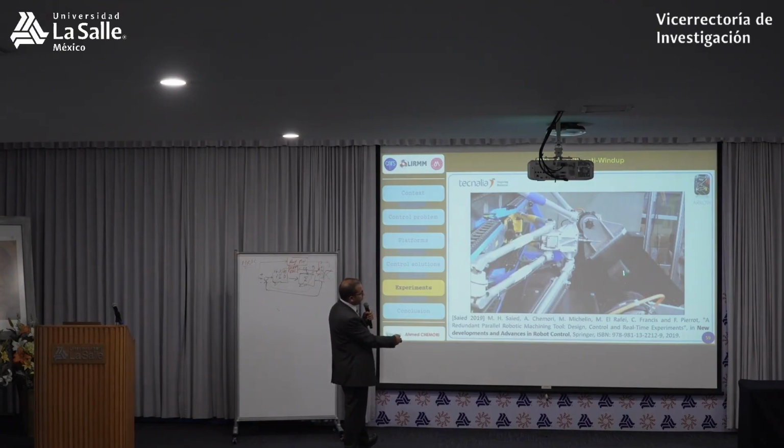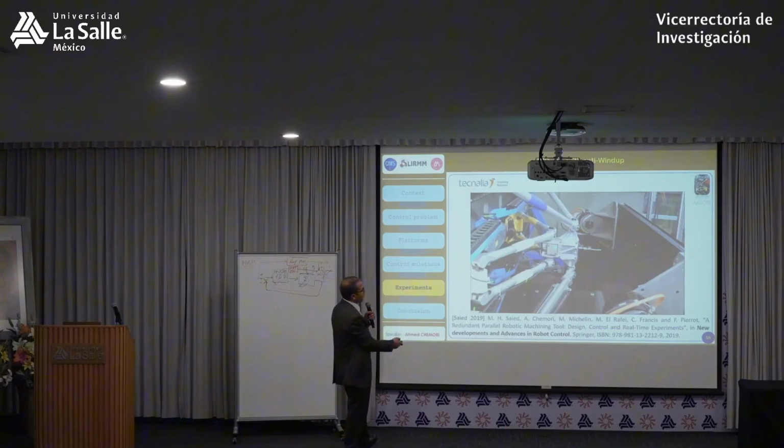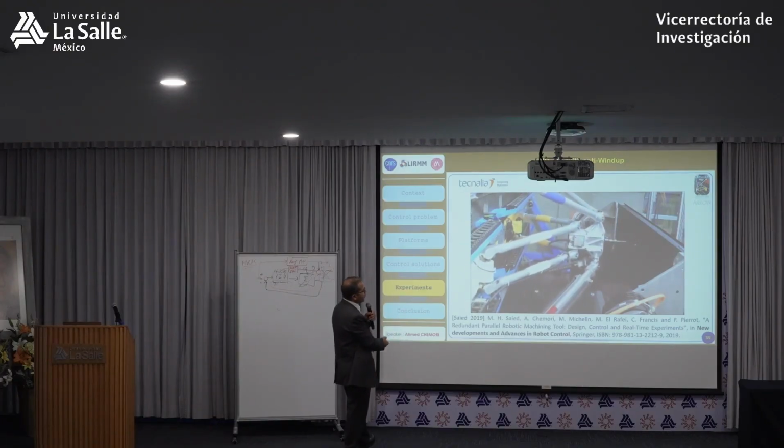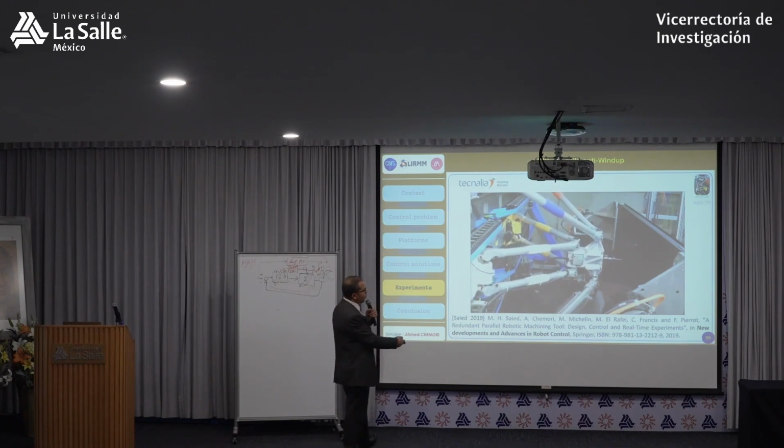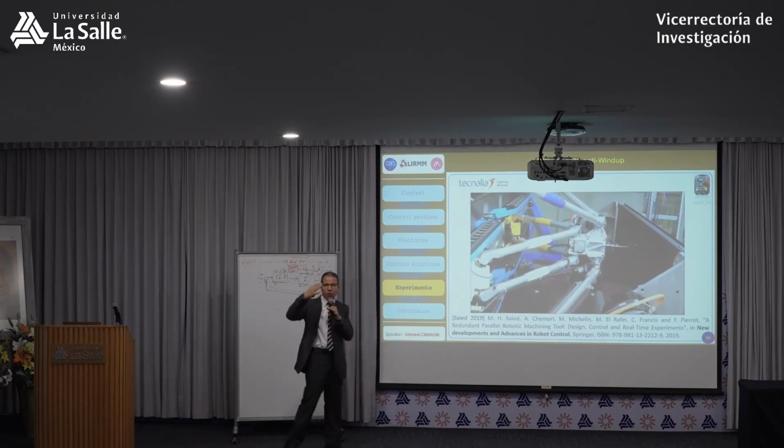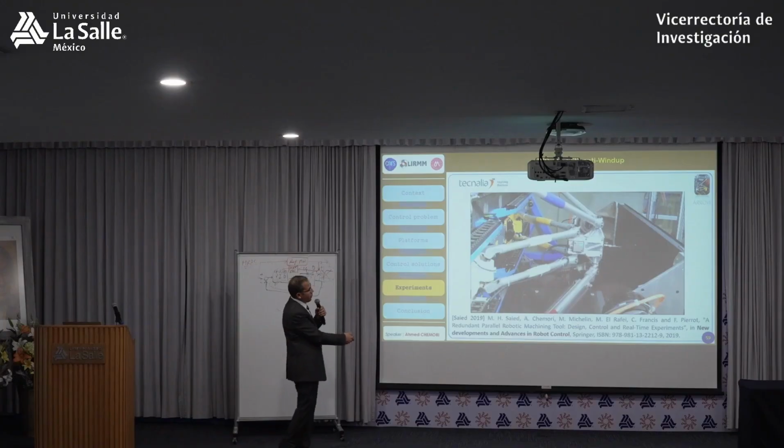You will see that it will turn like that. So we change the orientation of the piece, and then we start the machining here with a higher speed of motion. The same idea is to do the machining of a pyramid shape piece here.